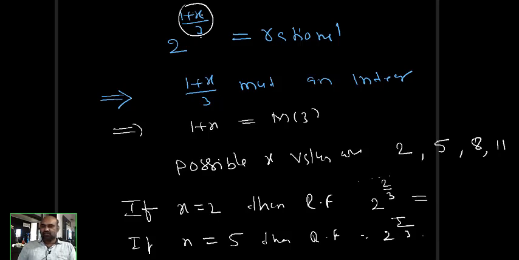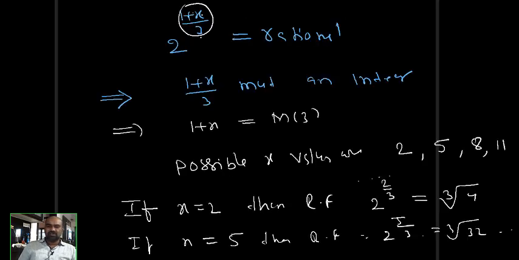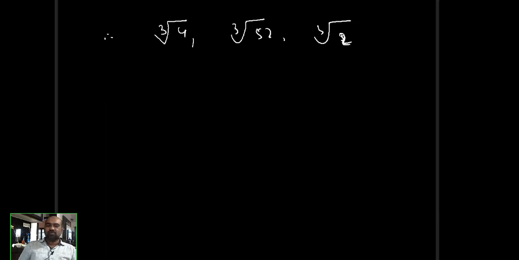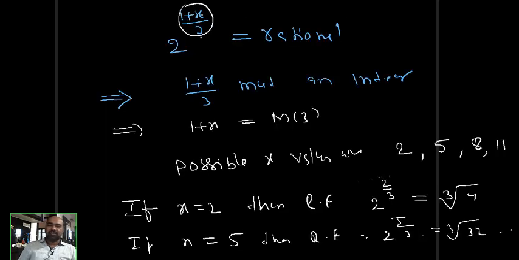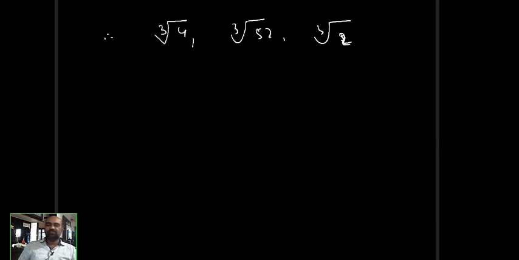In other words, I can write cube root of 4, and cube root of 32. These all are RFs only. Okay, so that I will write on the next page. Therefore, cube root of 4, cube root of 2 power 5, cube root of 2 power 8. These all are RFs only.